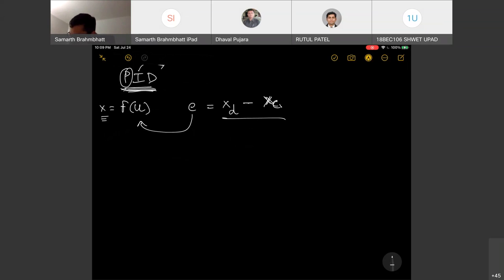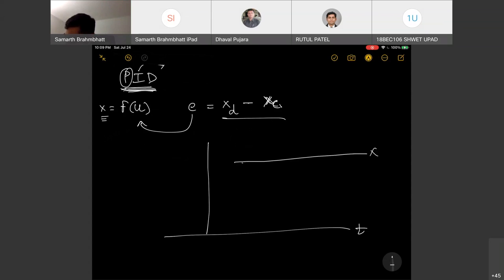So typically, if we just draw a very simple graph of this x value, and let's say this is time here, and we want to reach xd, and we are here at xc. When you apply proportional control, you will increase linearly. But as soon as you reach here, your error will be equal to zero, and so your proportional control will also be zero, but still your car will have some velocity and acceleration, so it will continue going up.